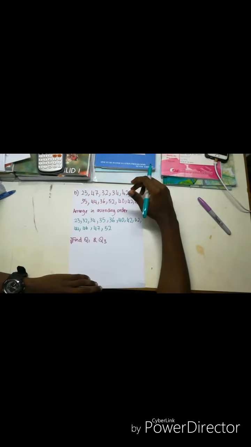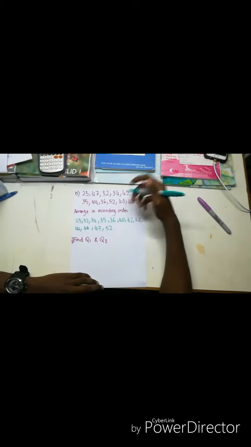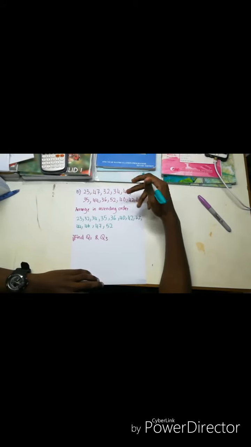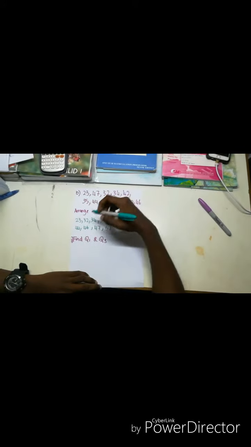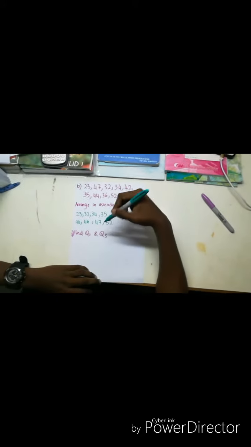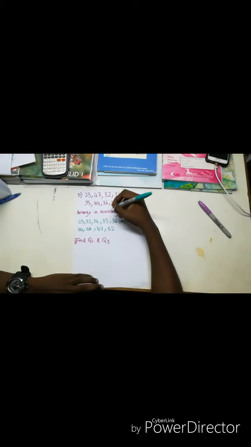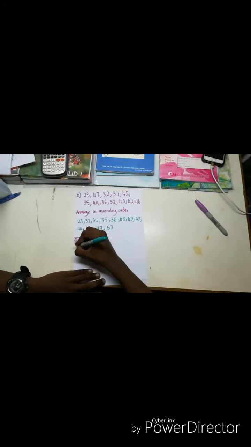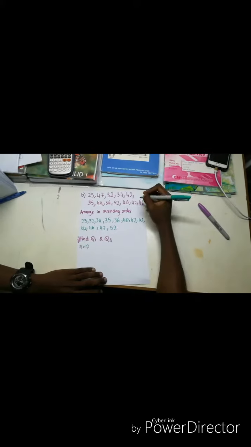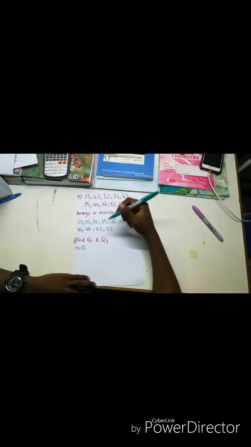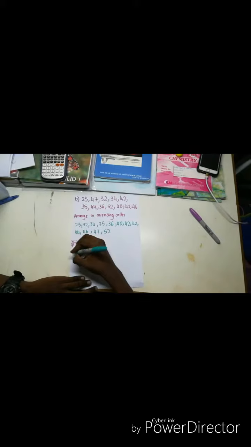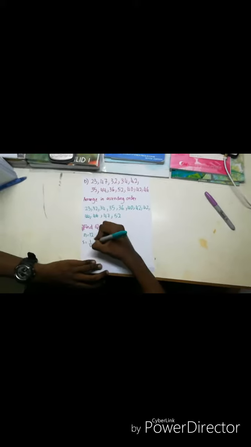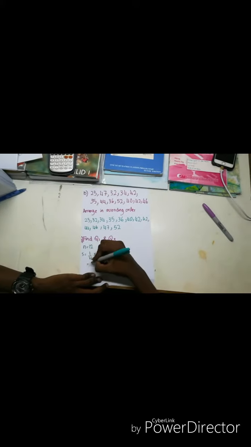Okay guys, this question asks to find the first quartile and third quartile. So as I said before, when we get this kind of question, first we need to arrange the data. I already arranged the data, so we just need to find Q1 and Q3. The total number of data is 12. To find Q1, as I said before, Q1 is 1 over 4 of the total number of data. So we just need to multiply 1 over 4 by 12. So we get the third observation.